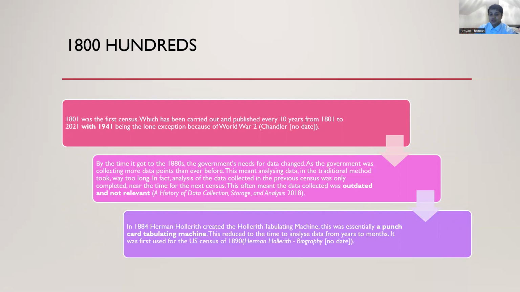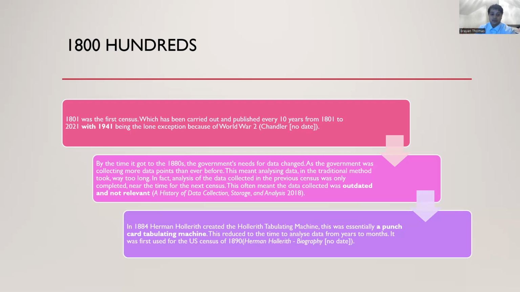The general consensus I found through researching was that it was completed 8 years after the census was done, but it could be up to 9 years. So this meant the data they collected was outdated and not relevant for their purposes. They couldn't influence policies for the next 10 years if they only completed analyzing it 1 year before the next census. So in 1884, Herman Hollerith created the Hollerith tabulating machine.